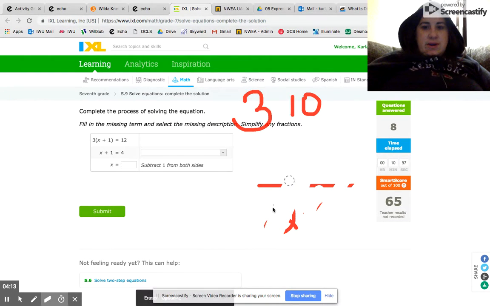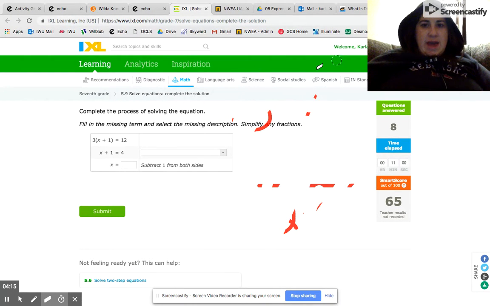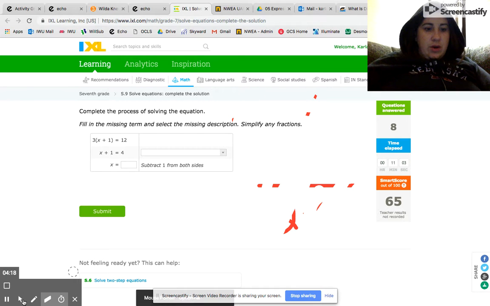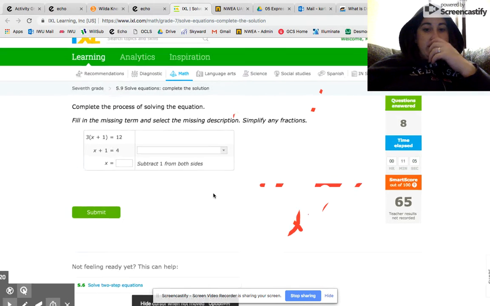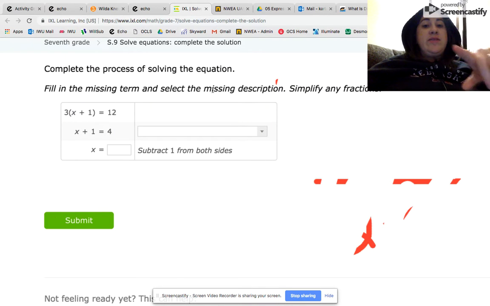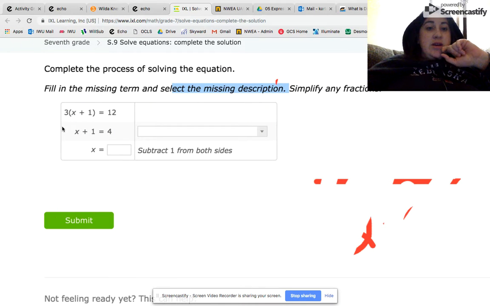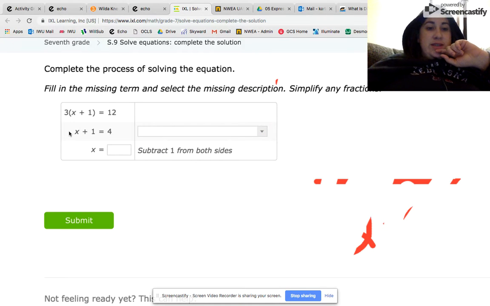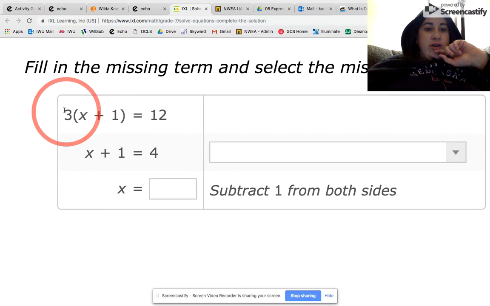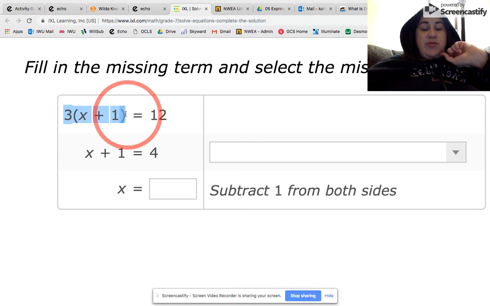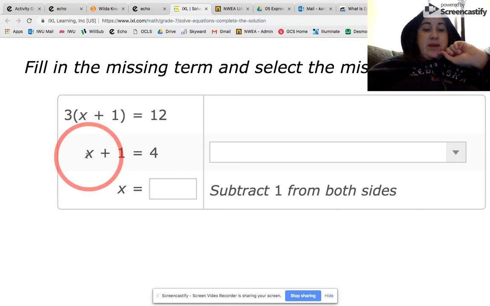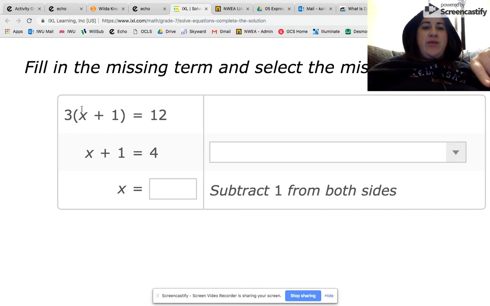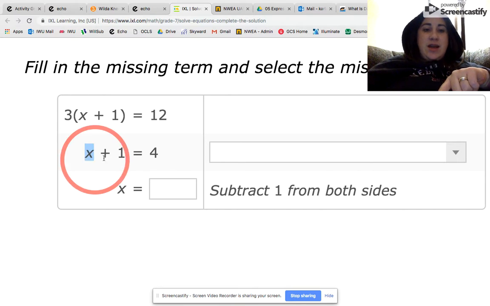Let's see. This one looks a little bit different. So let's see what we have to do. In this case, we actually have to select the missing description. If we look here, it gives us our options. So we look right here at our 3, and we have distributive property here. Did they actually distribute the 3 to the inside terms? What would happen if we actually distributed it? It would be 3x plus 3. That's not what we get here.